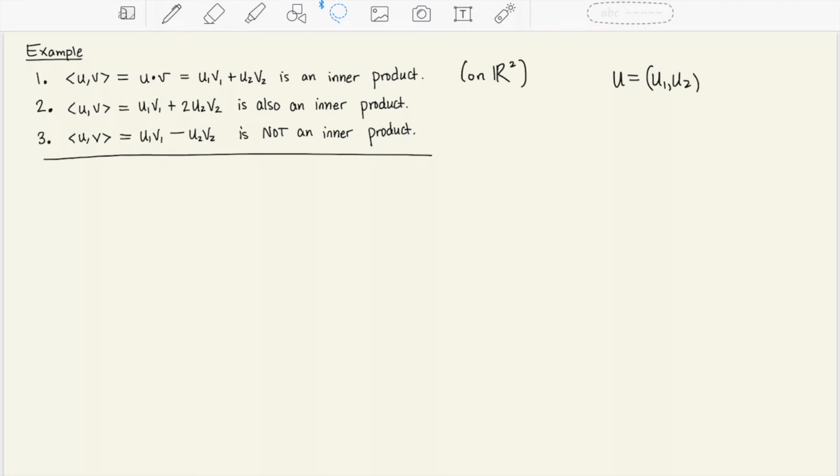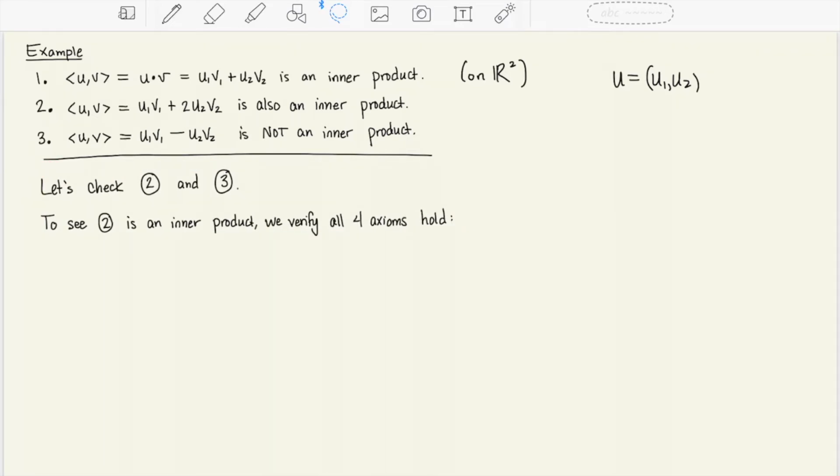But what if we change up the definition of the dot product just a little bit? Instead of taking u1v1 plus u2v2, we're going to throw in a 2 and take u1v1 plus 2u2v2. If we redefine the dot product with this new formula, this is also going to be an inner product. But if we use -1 instead of 2 and we use subtraction instead of addition, it's no longer an inner product. So let's check 2 and 3. For 2, which is an inner product, we need to verify that all 4 of those axioms hold. And then when we go around to number 3, we're going to find some axiom that breaks, and that'll be enough to say that it's not an inner product.